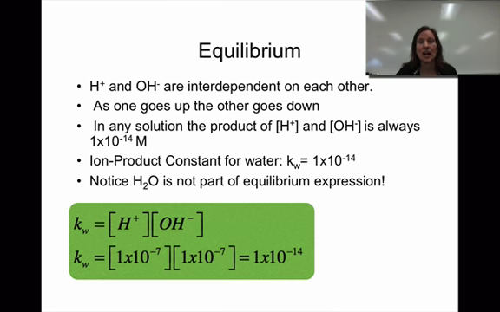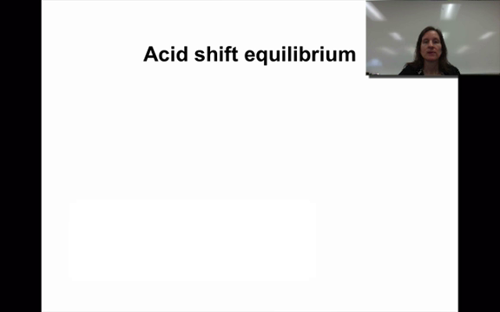That is the product constant for water. In terms of sig figs, you can assume Kw is known infinitely well, so don't ever round your final answer by Kw. So how do we affect our equilibrium? Well, let's talk about an acid shift.